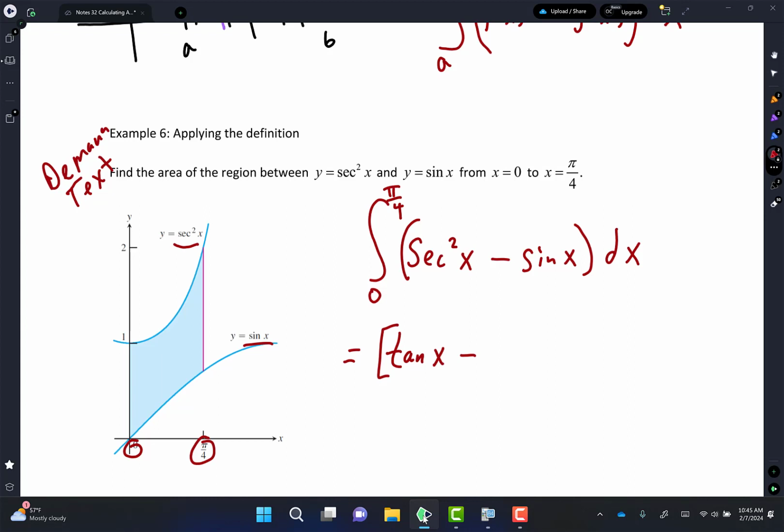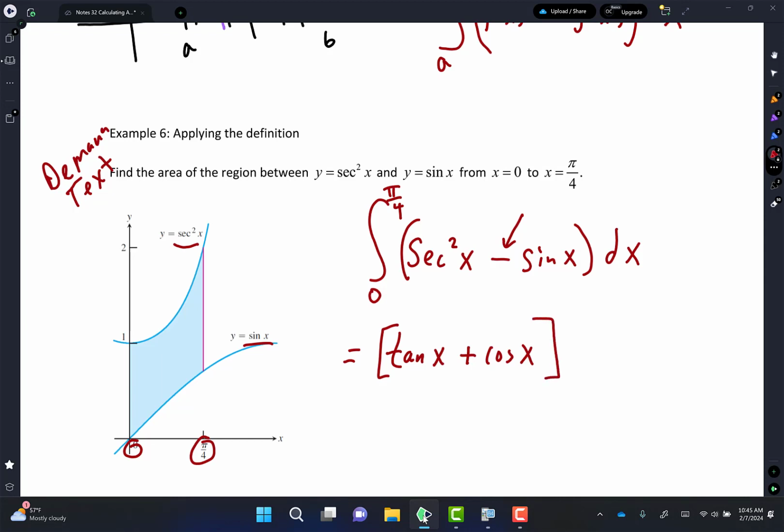What's the derivative of cosine? Negative sine. Look, there's a negative there, so that means this must be plus cosine x. How do you test it? What's the derivative of cosine? Negative sine. So if I took the derivative of that, you get that expression on the inside.